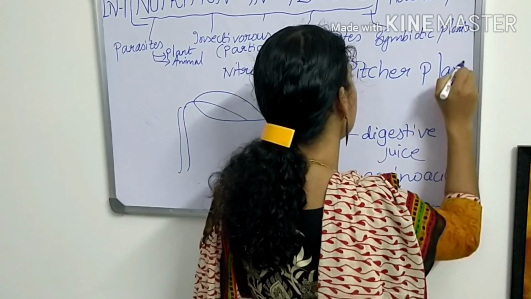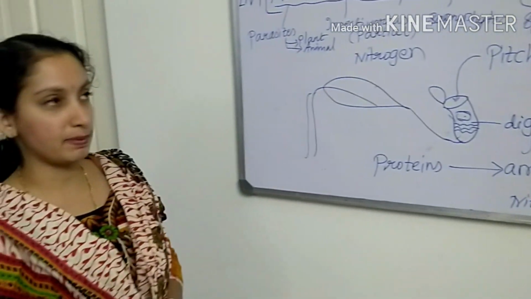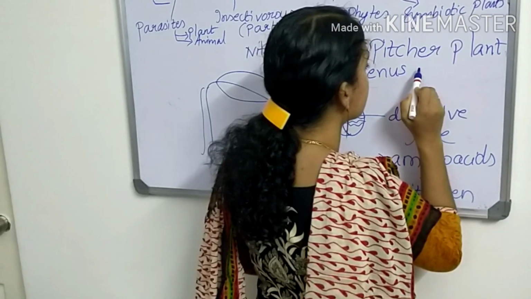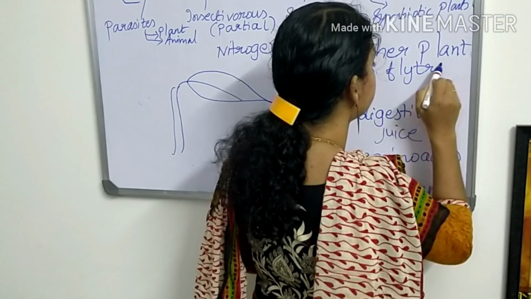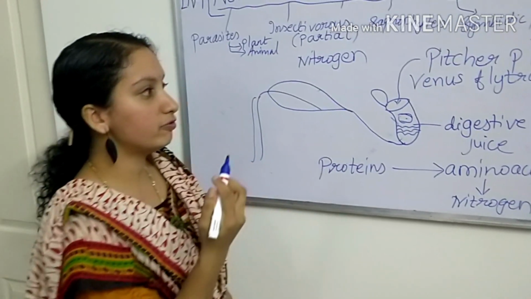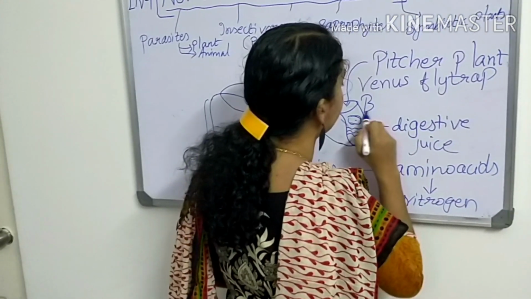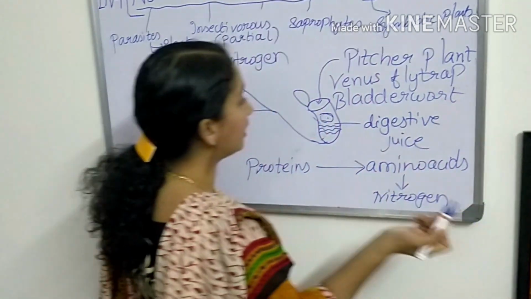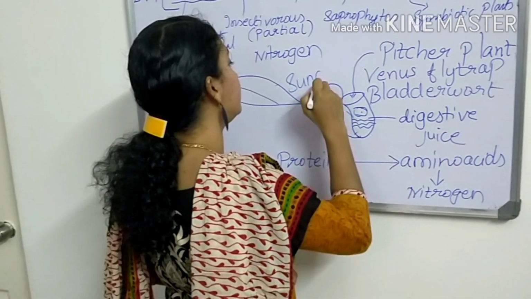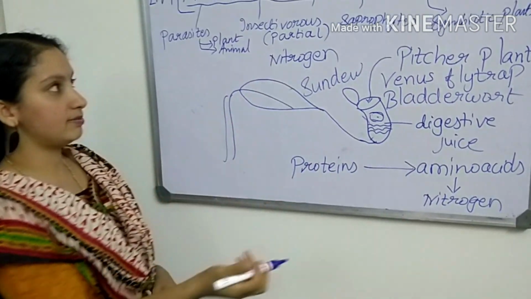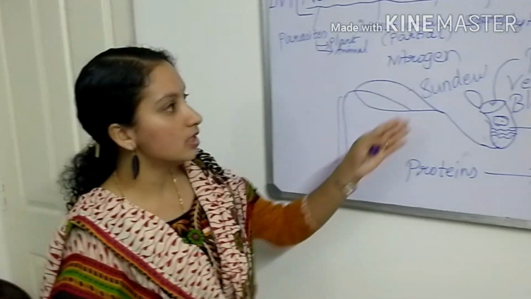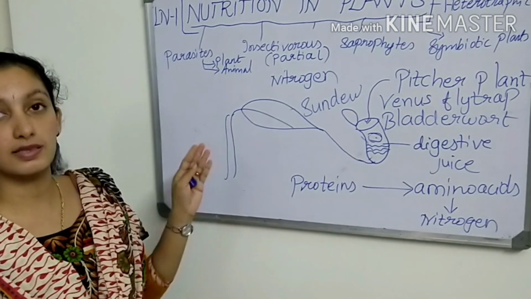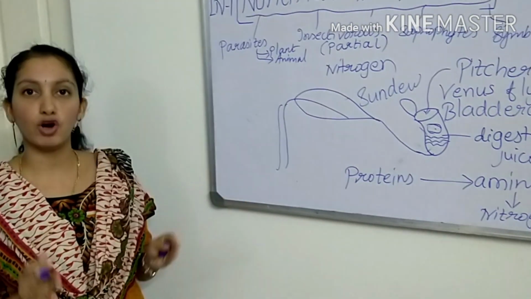Pitcher plant. This is one of the insectivorous plants. We have other types of plants like this. Venus flytrap is another type of plant. Then we have bladderwort, and we have one more, that is sundew. So all these four types are insectivorous plants: pitcher plant, Venus flytrap, bladderwort and sundew.